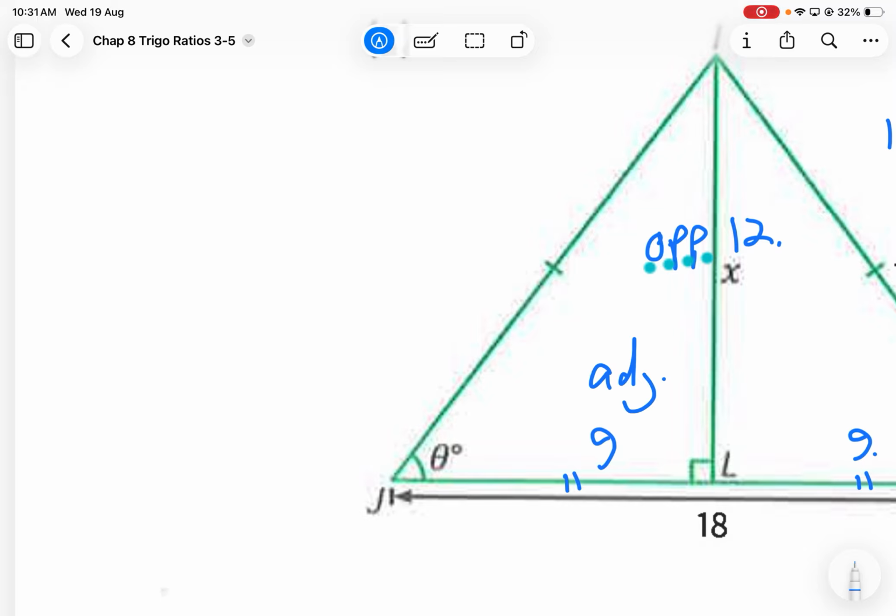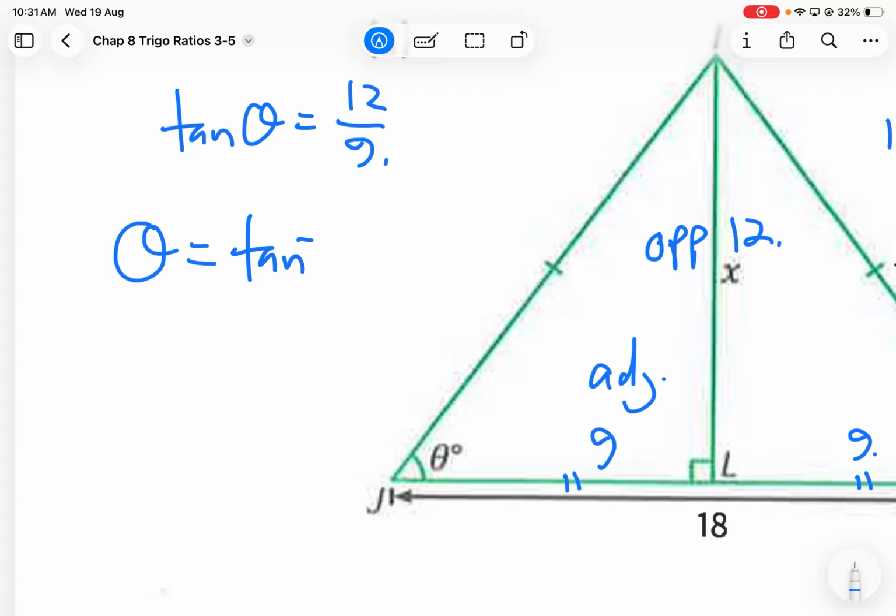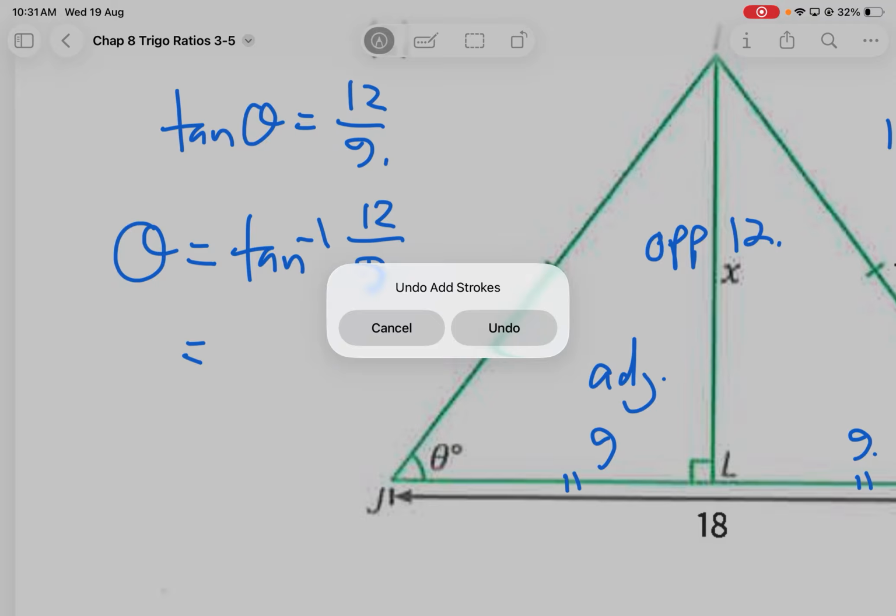I want to find the angle. I write down the relationship. Opposite, adjacent, tangent. Tangent angle theta equals opposite over adjacent. Opposite is 12, adjacent is 9. I want the angle, I don't want the tangent. Remove the tangent. Tangent inverse both sides. Press calculator.